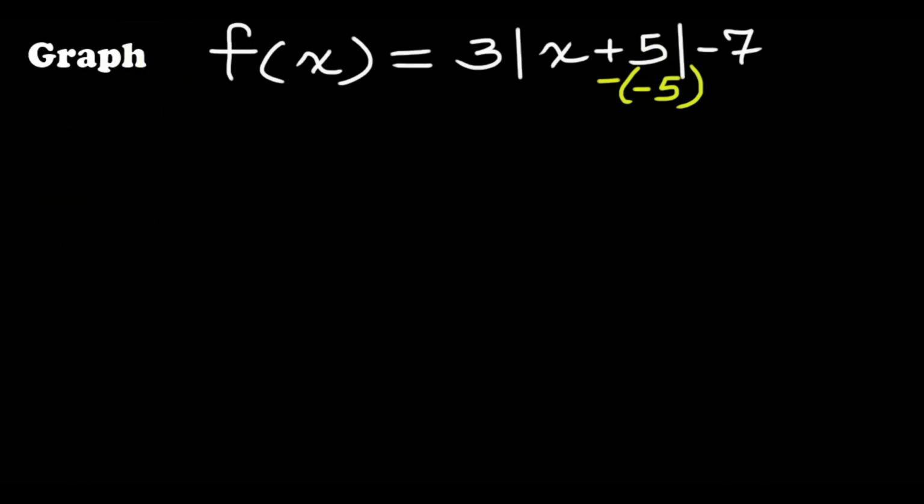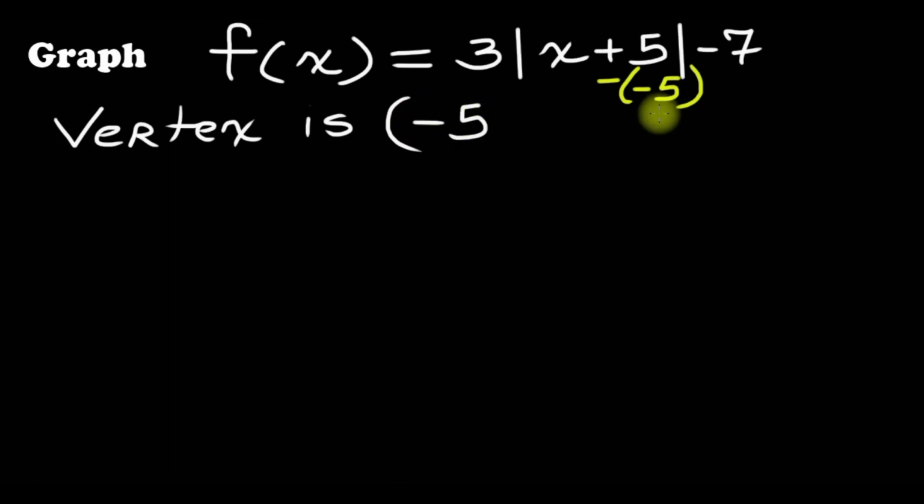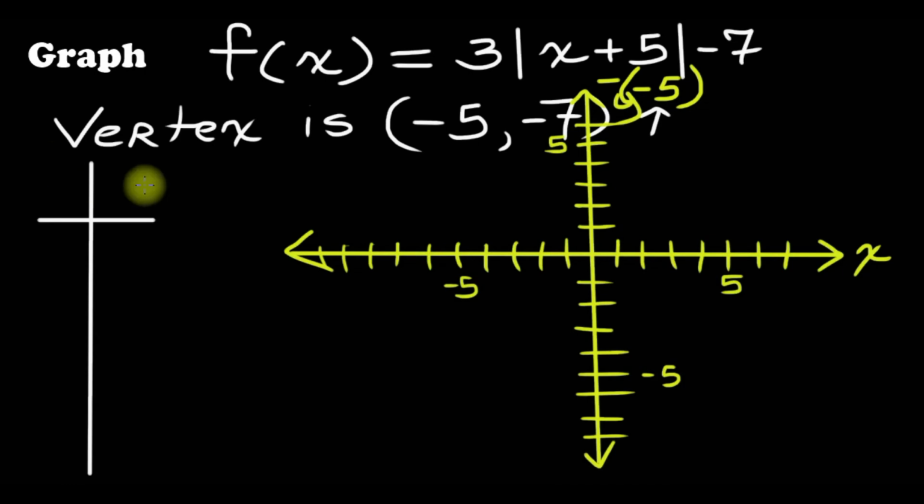What is your vertex? Your vertex is h, k. So your h is going to be negative 5, see it? Here's your h. And then your k is going to be negative 7. So that is going to be your vertex. We're going to use this to make a table. Let's take a look at the table. The left column is going to be your x, and the right column is your f of x, your y.